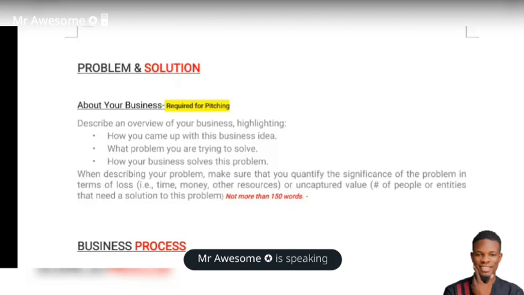Now, they said when describing your problem, make sure you quantify the significance of the problem in terms of loss, i.e. time, money, other resources, or uncaptured value. Now, what is the uncaptured value that other crypto academies try to teach? DEXA has actually moved from being just a crypto academy to now offering other digital skills. Now, what is the uncaptured value? People who create some of these courses go ahead and use words that people cannot easily relate to. You're dishing out value, but you're not giving that value in the most simplified terms.